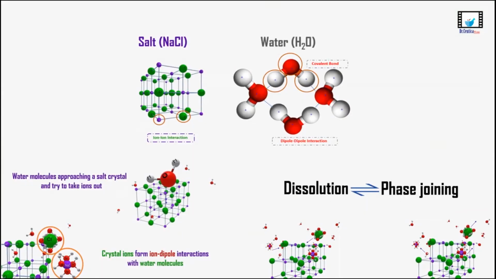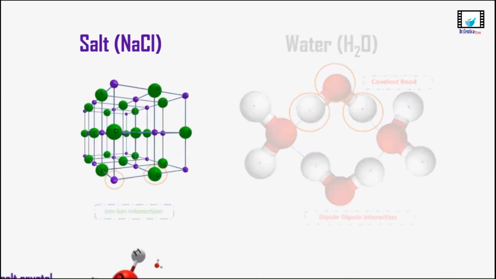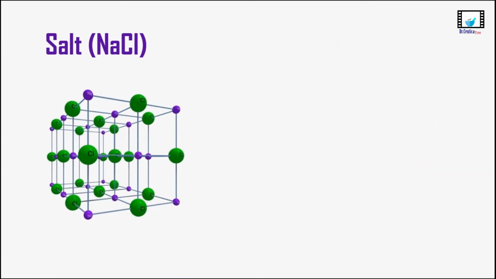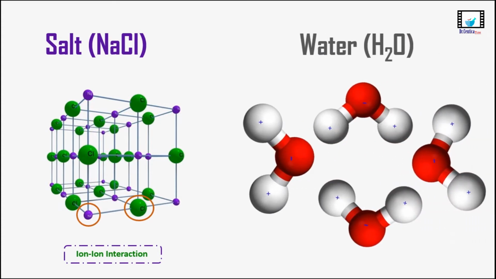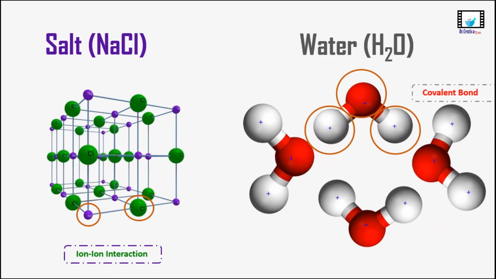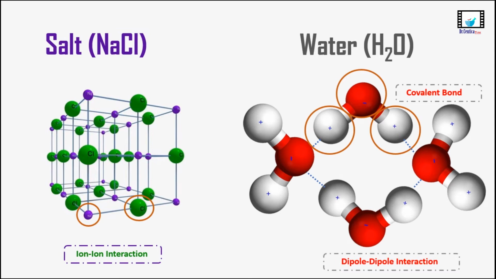What happened at the molecular level? Salt, or NaCl, is composed of positively charged sodium ions and negatively charged chloride ions, which are packed together in a cubic lattice via ionic interaction. A water molecule, on the other hand, has 2 hydrogens and 1 oxygen, bonded by covalent bonds, and a special type of dipole-dipole interaction, the hydrogen bond, is responsible for tying all water molecules together.